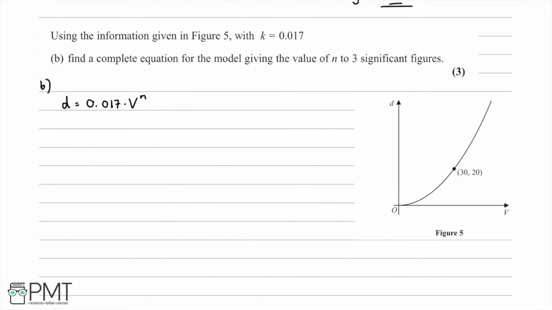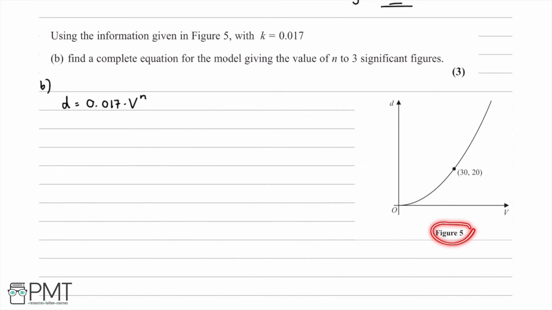So in part B of this question, we're told to use the information given in figure 5 with k equals 0.017, and we're asked to find a complete equation for the model giving the value of n to 3 significant figures. So we recall we'll have the following formula where the distance d is modelled by 0.017 multiplied by v, which is the speed, to the power of n, where n is a constant, and we're told to use the information given in figure 5.